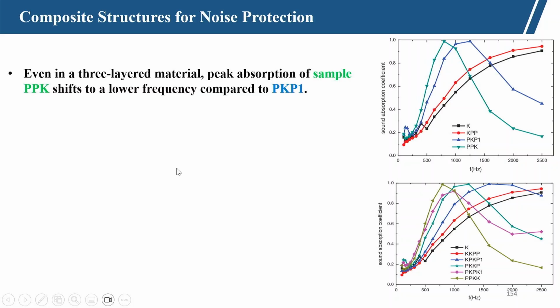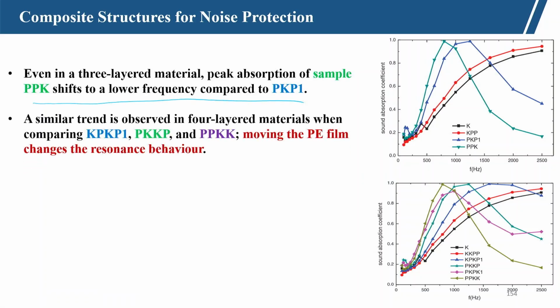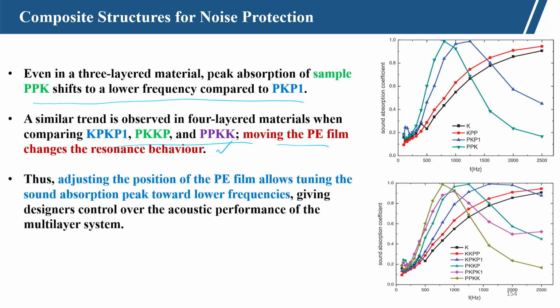So, even for the 3 layer material, the peak absorption of sample PPK shifts towards the lower frequency as compared to PKP. A similar trend is observed for the 4 layer also. So, moving the PE film changes the resonance behavior, thus adjusting the position of the PE film shows a sudden change in the sound absorption behavior of the material.